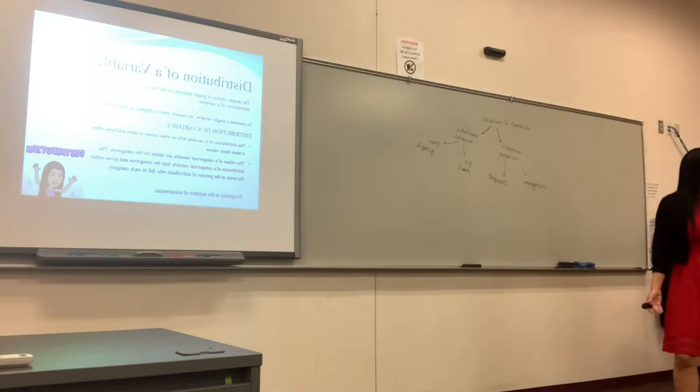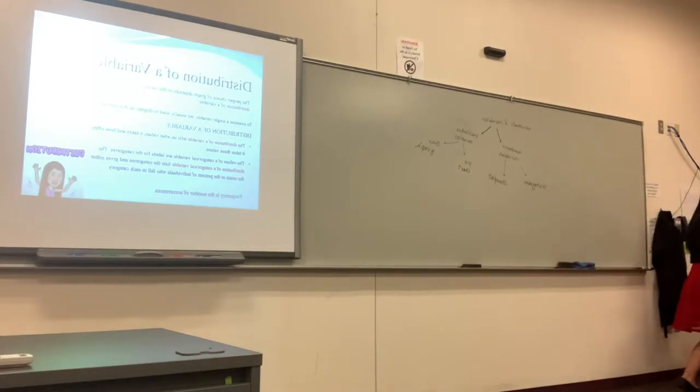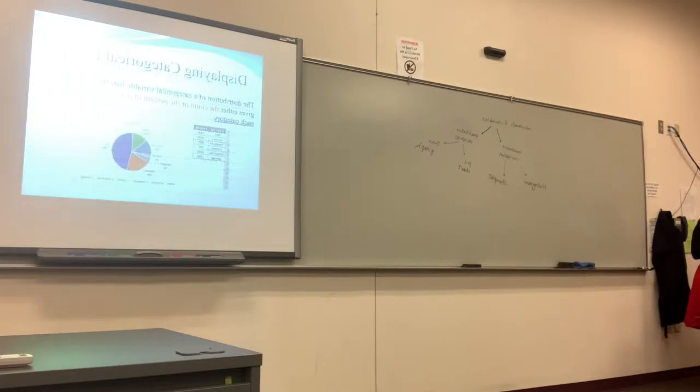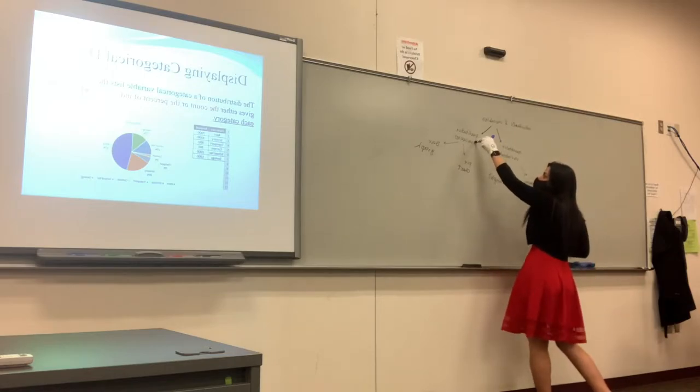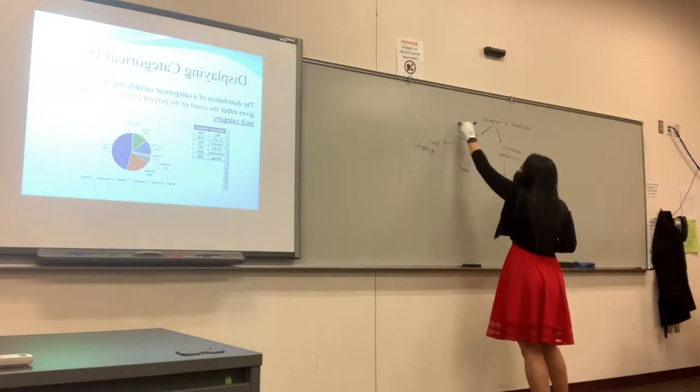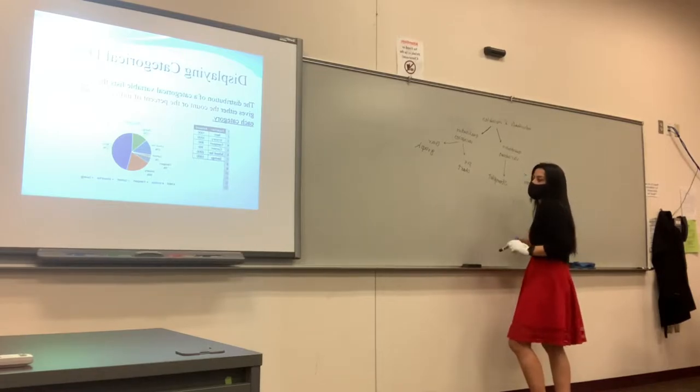For example, how many students have a certain grade, above a certain grade or below a certain grade. So these are all distribution, and we use distribution to draw a graph. To display a categorical or quantitative variable, you are going to use either a bar graph or a pie chart. We begin with the pie chart.